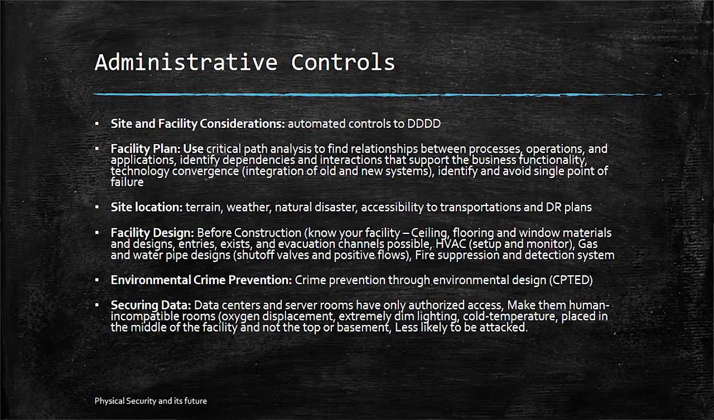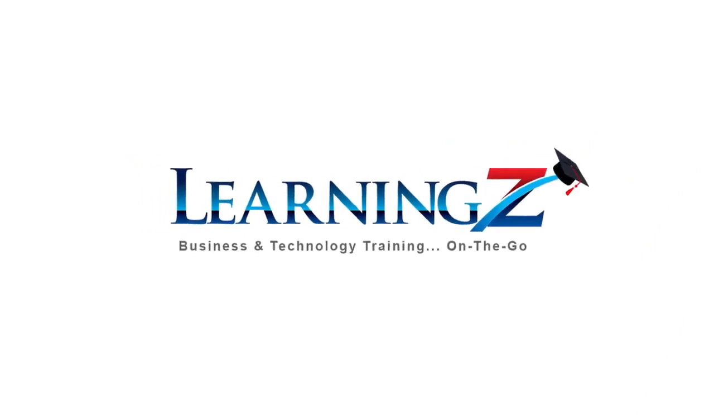You also look at the site location with respect to the terrain, weather conditions, natural disasters, accessibility, transportation, facilities, and the disaster recovery plans pertaining to that location. Otherwise, your bank functionality or your operational functionality can have a severe issue. You also need to plan and design your location based on the situation. Before construction, you consider the facilities, ceiling height, flooring requirements, windows, and what material to use for windows. All these things play a strategic role in the design.